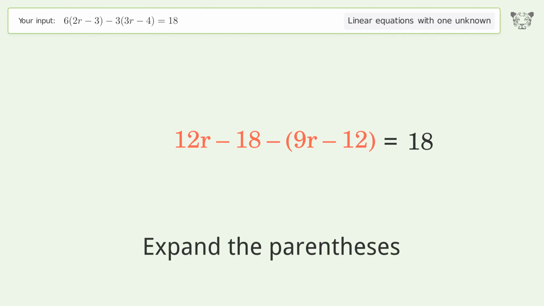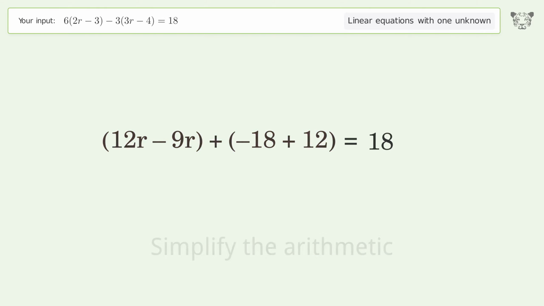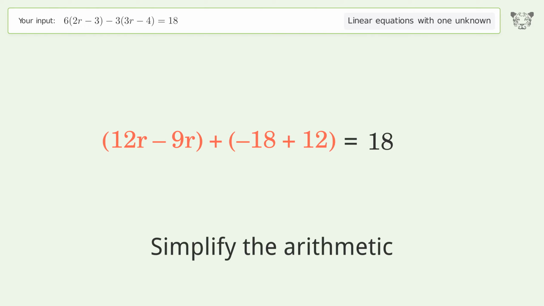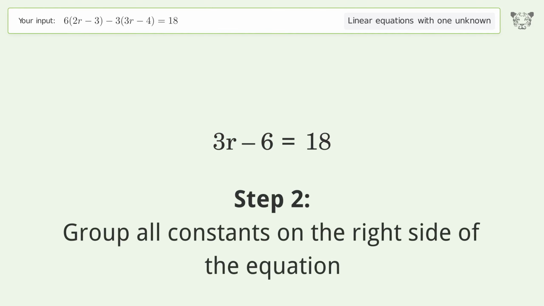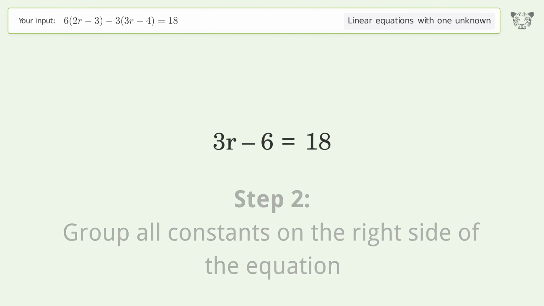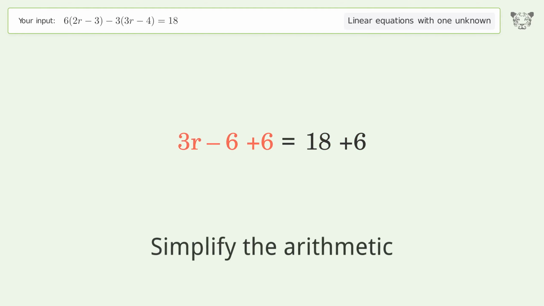Expand the parentheses. Group like terms. Simplify the arithmetic. Group all constants on the right side of the equation. Add 6 to both sides. Simplify the arithmetic.